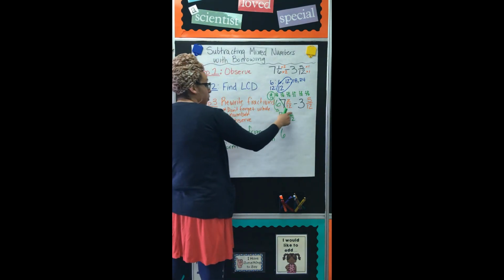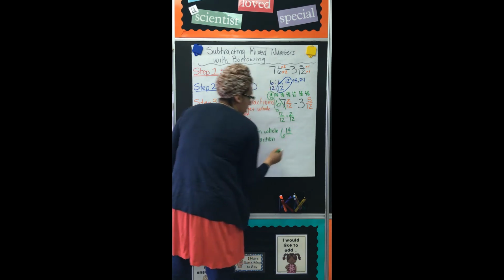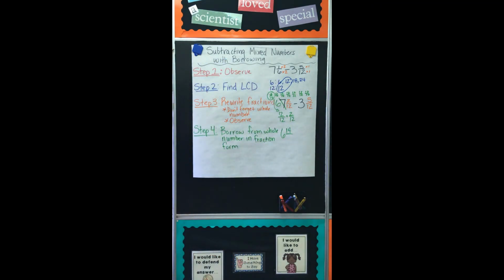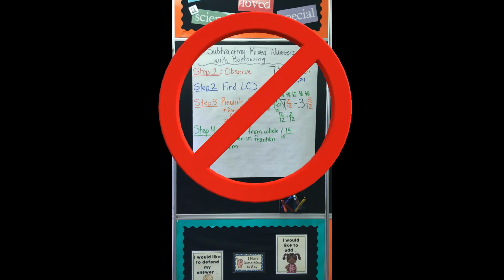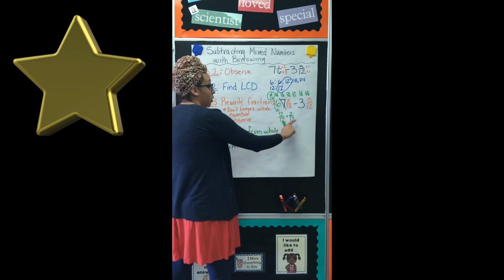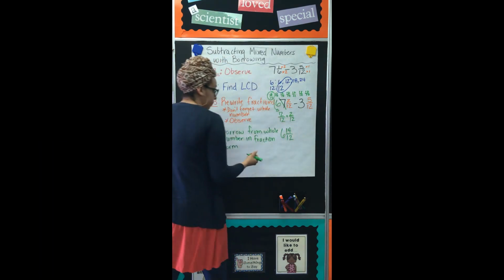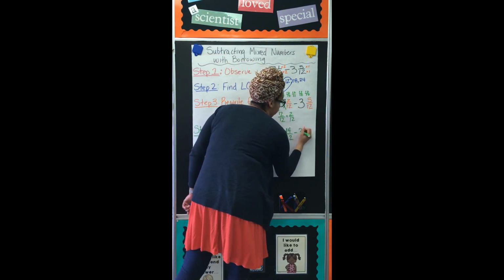We're going to go 12 plus 2 is 14. Am I going to go 12 plus 12 is 24 as my denominator? Hopefully we're saying no, because one of our second golden rules of fractions is we never add or subtract the denominators. So our denominator stays the same. Then we just drop this number down.